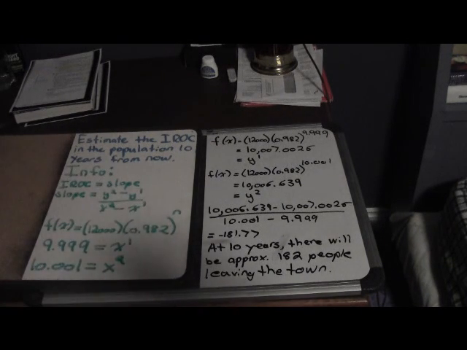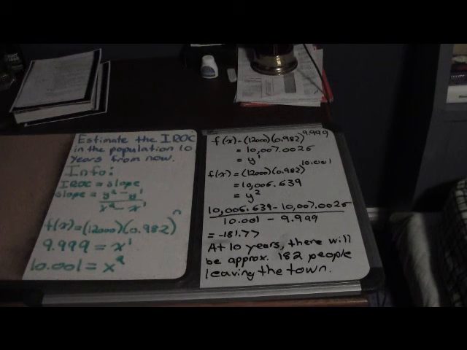So now that we have this negative number here, we just put it into a word problem. I summed it up as saying at 10 years there will be approximately 182 people leaving the town, which is our final answer.